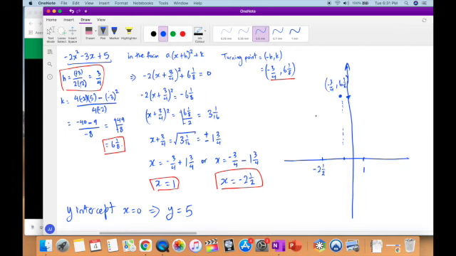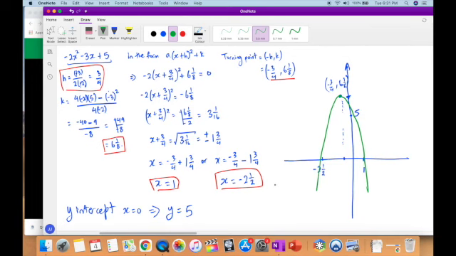All right. We could tell it's looking like this, and then the y-intercept is 5, so they're cutting at about here, 5. And we could tell that it looks like this. Okay. This is how this graph looks.